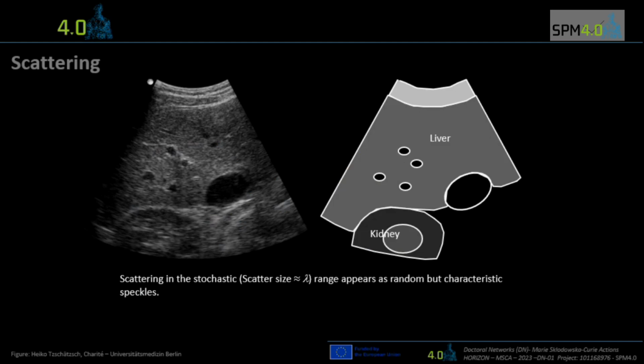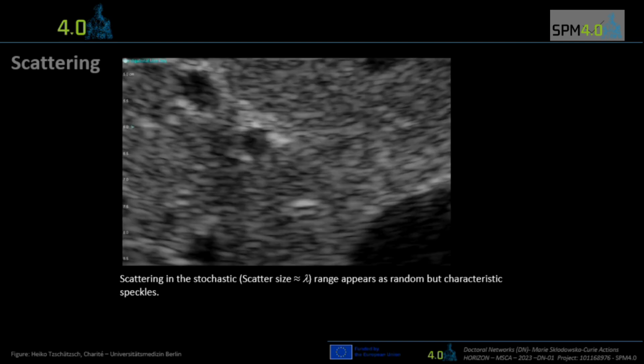So if the wavelength matches roughly the structures, then we see a specific pattern. On the left side, the ultrasound image. On the right side, you see a sketch where the liver is, where the kidney is, and the holes are vessels. And at the end, we zoom in a little bit. You see this pattern, this speckle pattern, which is the interference pattern. This is characteristic for specific types of tissue.